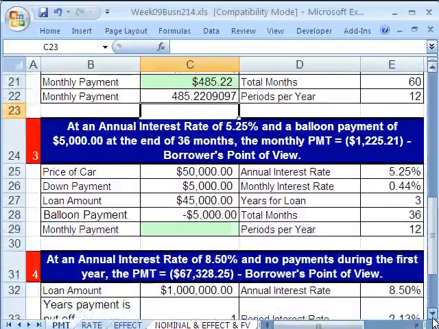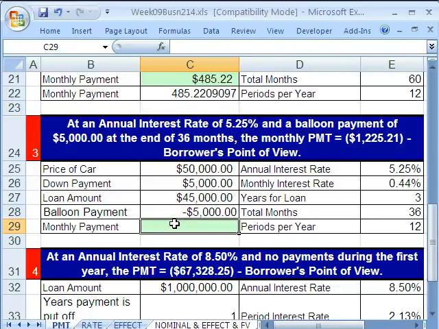Now we get to do a balloon payment. So here, price of the car is $50,000, down payment $5,000, loan amount is $45,000, but we have to pay at the very end. The last day, when we give our last payment, we're going to have to also pay $5,000. So we're going to create our formula right here. And this one is at an annual rate of 5.25%. 3-year loan, compounded periods per year, 12.